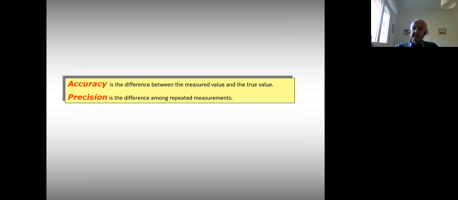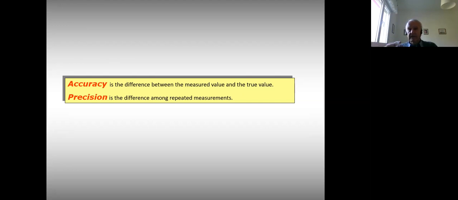Here is something I already mentioned before, but now let's define it more precisely. Accuracy is the difference between the measured value and the true value. Okay, so this is the accuracy. And the precision is the difference among repeated measurements.